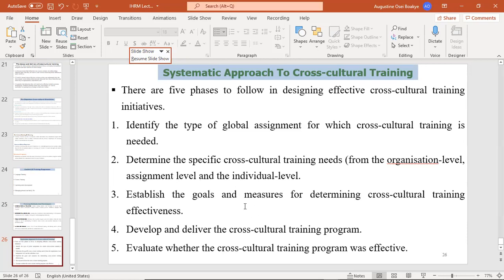Then, with such information, you will develop and deliver a cross-cultural training program. So we are going to rely on this information you get from here to develop a robust cross-cultural training program. Then you deliver it. Now, because you already have goals and measures over here, you have to rely on it to evaluate whether the cross-cultural training program was effective. And by effective, we mean that whether you were able to achieve the targets that you set forth to achieve, or whether there is a deviation.